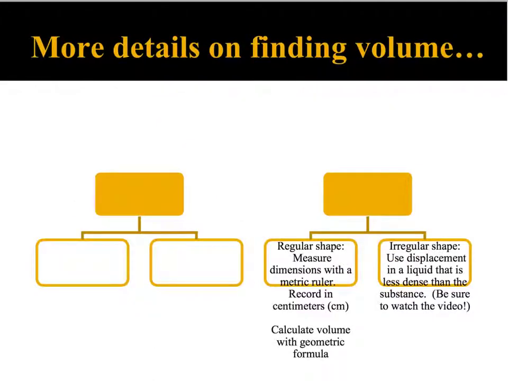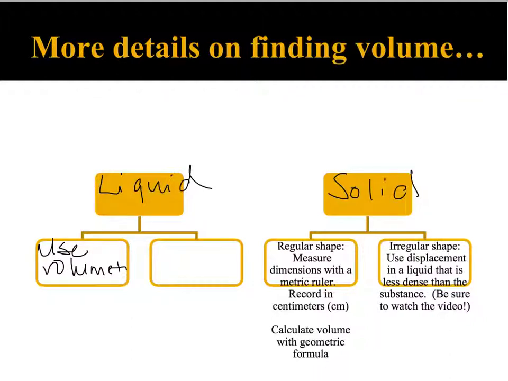So I want to give you a few more details on finding the volume of a substance. We'll be talking about finding the volume of a liquid or finding the volume of a solid. Okay, so if a substance is a liquid, you're going to use volumetric glassware, like a graduated cylinder. Okay, and you'll record the measurements in milliliters.